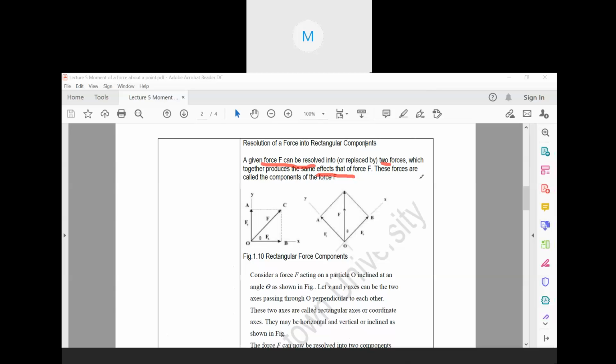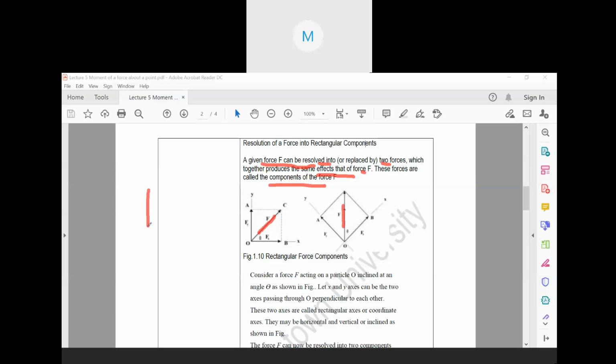So look, a given force F can be resolved into two forces which together produce the same effect of the force F. These are called the components of the force. Now this is the F, this is the main F force.